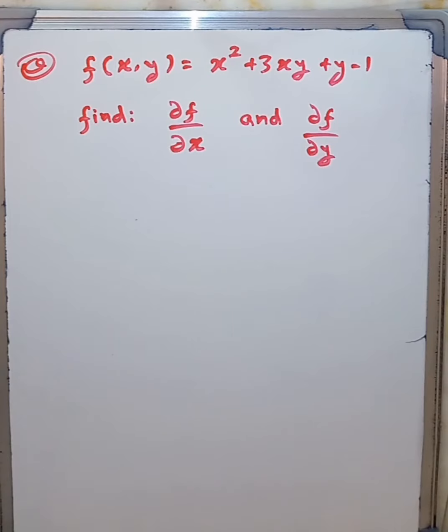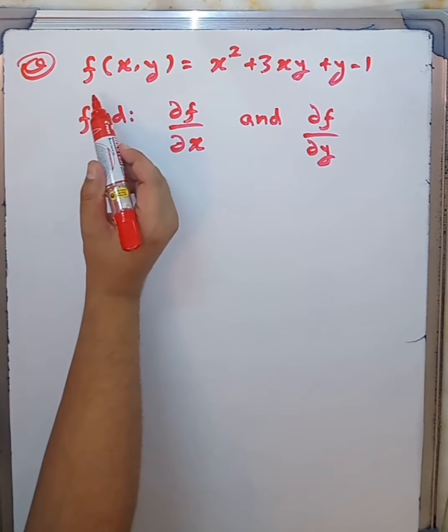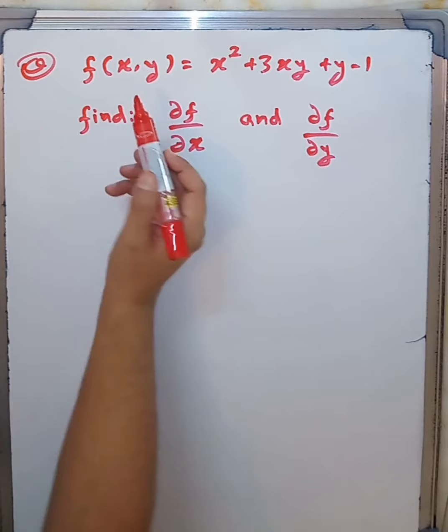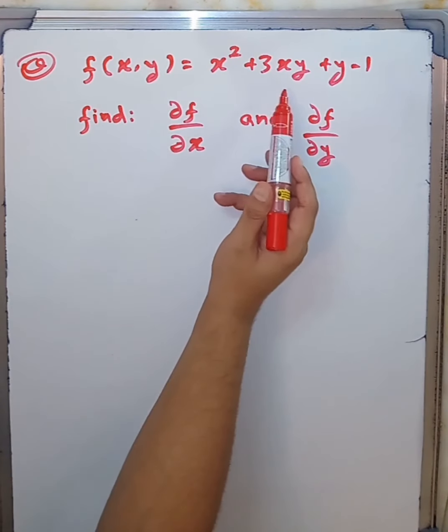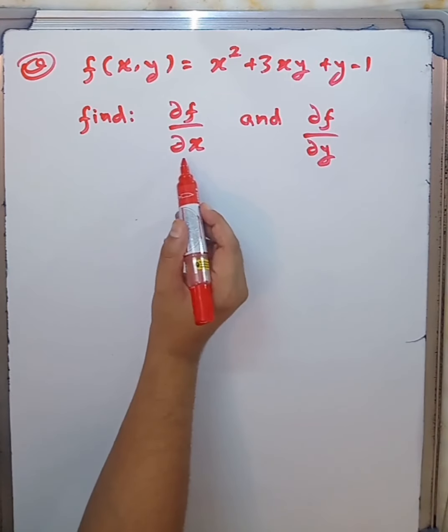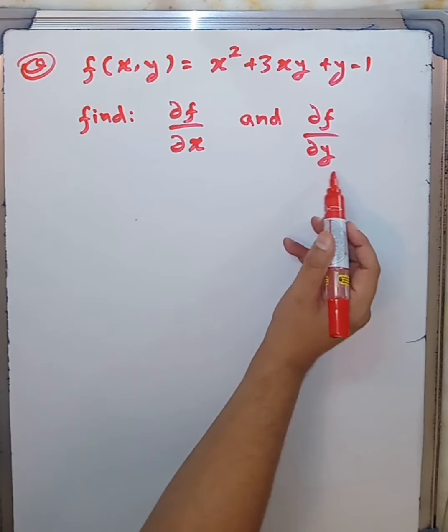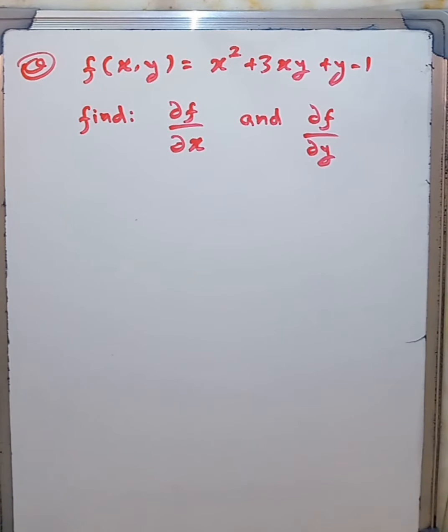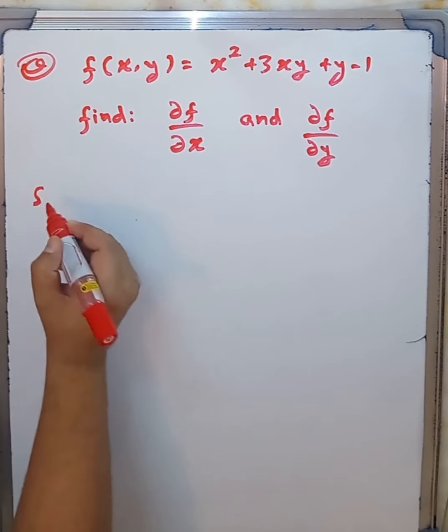Let us solve a question. I have already written the question. f(x, y) is equal to x square plus 3xy plus y minus 1. Find dou f by dou x and dou f by dou y. So, we have a function of two variables x and y, and we have to differentiate the function partially with respect to x and with respect to y. Let us solve this question.